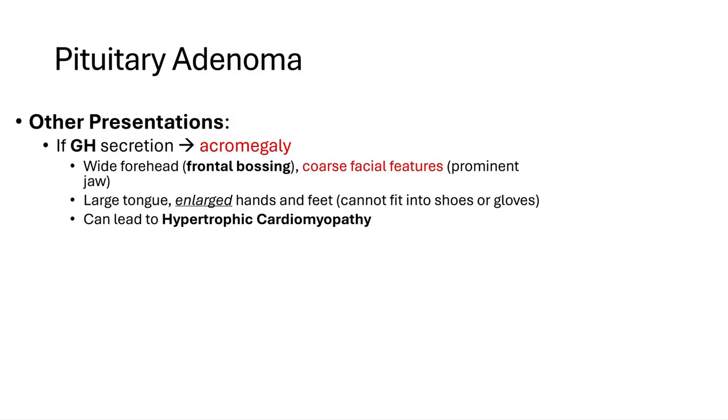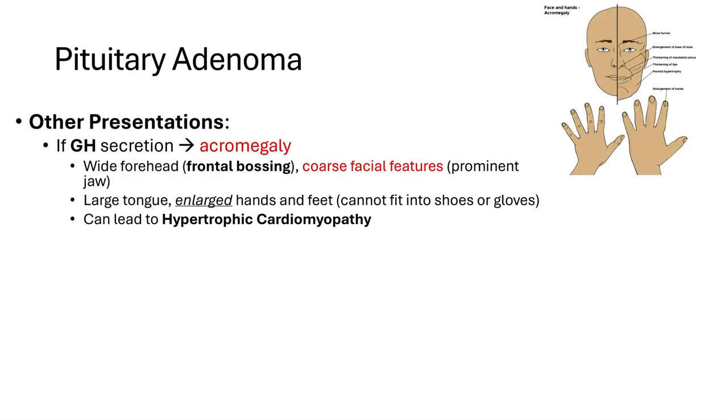Now, I will briefly discuss the other presentations that can be associated with other forms of pituitary adenomas. So if we are secreting GH, this can lead to acromegaly. This is known as your growth hormone. In this case, we can get wide foreheads. So here's normal on this left side here, and here is acromegaly on the right side. We can get frontal bossing, it's known as. Coarse facial features, we can see that all these facial features are very well developed from the underlying bones that are being developed as well. Prominent jaw. You might get large tongue, enlarged hands and feet. As we can see here in this image, we have a large hand. And this can also lead to hypertrophic cardiomyopathy, which is the number one cause of death in these individuals.